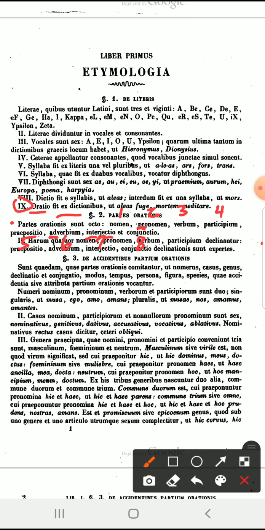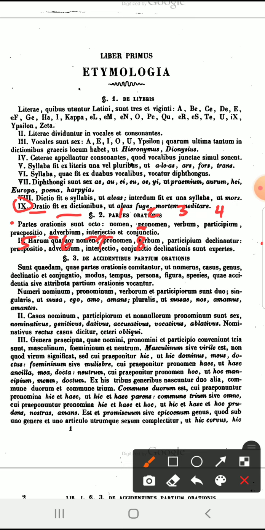So these are the 8 parts of speech: nomen, pronomen, verbum, participium, prepositio, adverbium, interjectio, and conjunctio. In English, that's noun, pronoun, verb, participle, preposition, adverb, interjection, and conjunction. These are the 8 parts of speech.